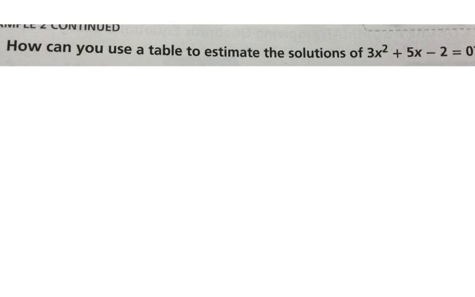3x squared plus 5x minus 2. I want my table set to be 0 and 1. Pull up my table. So I'm looking for where the Y values are 0. It's only one. Okay, so I see there's an x-intercept at -2, 0.